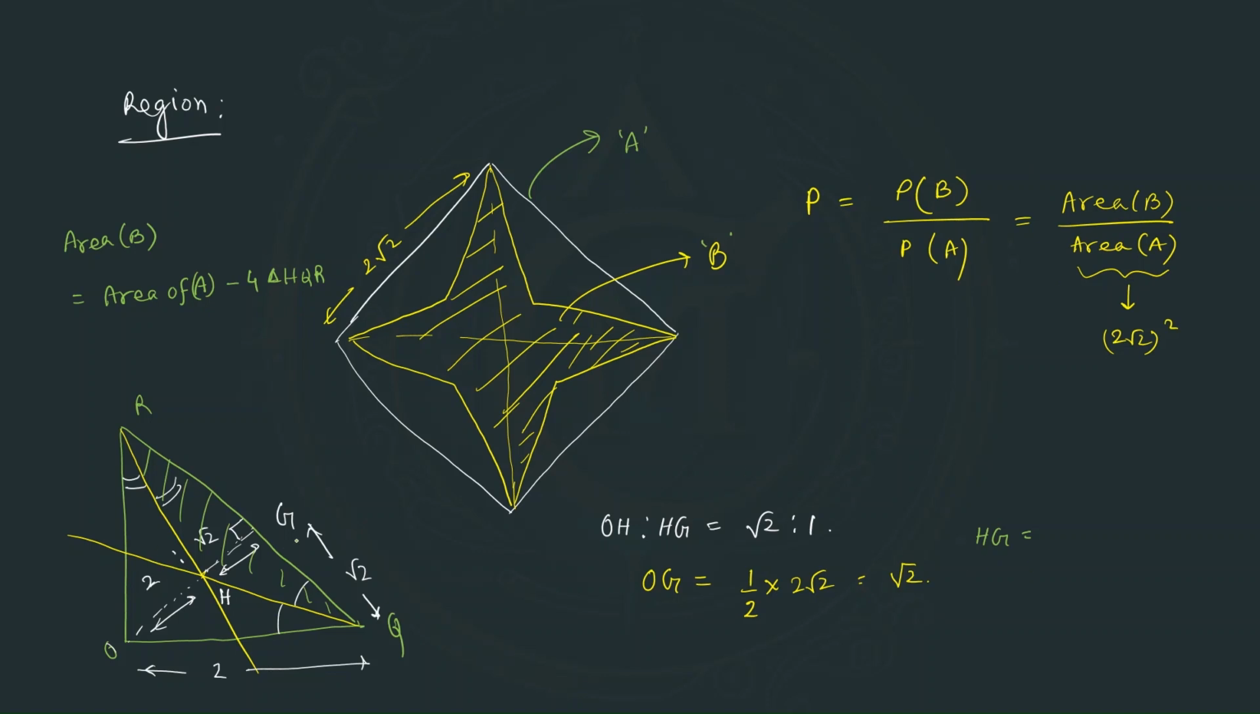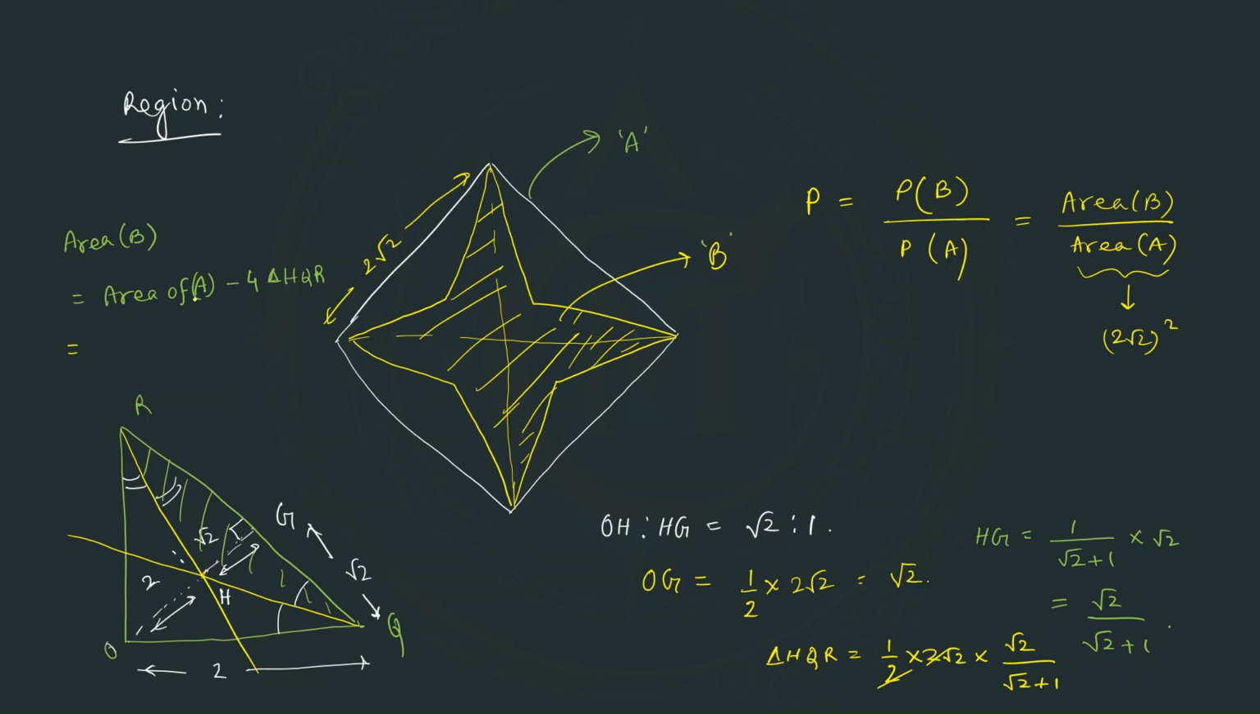So HG is 1 divided by root 2 plus 1 times root 2. So root 2 divided by root 2 plus 1. Now this delta HQR, which is the area of this HQR triangle, will be half times base into height. Base is 2 root 2 into height is this HG. So root 2 divided by root 2 plus 1. That means it will become 2 by root 2 plus 1.